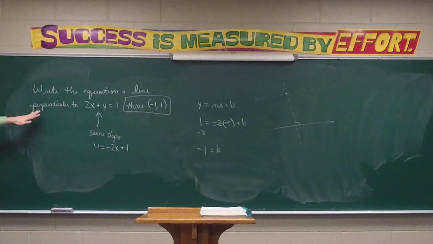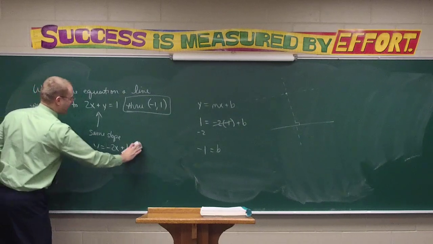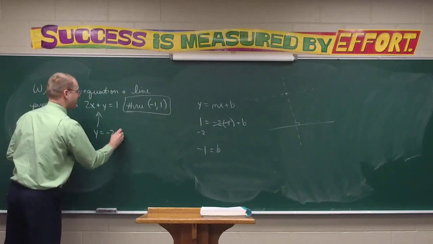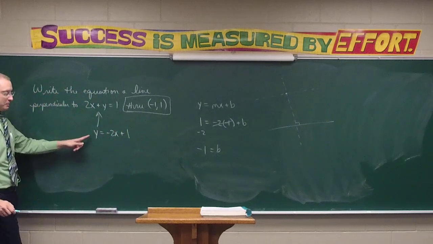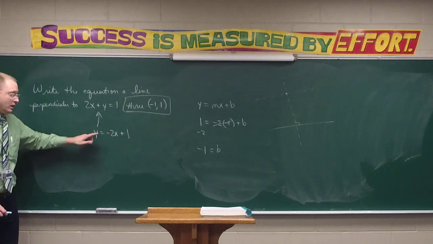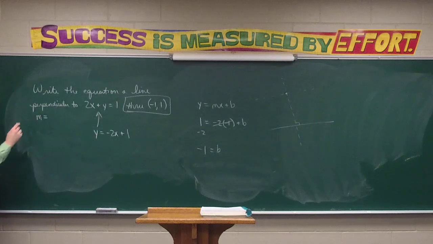Well, when I see perpendicular, class, I always think 3 words. What are they? That was a little weaker than last time. Negative reciprocal slope. Oh, I shouldn't have erased that. So if my given line is y equals negative 2x plus 1, which means my given line, class, has a slope of negative 2, my line has to have a slope of positive 1/2. But given a slope, given a point, there's only one equation we can have. At your seats, find it.